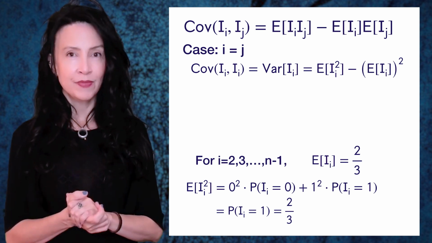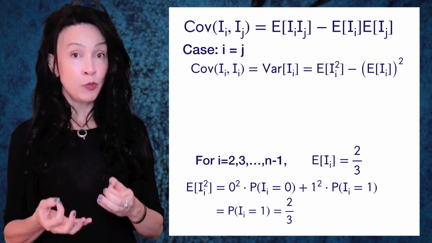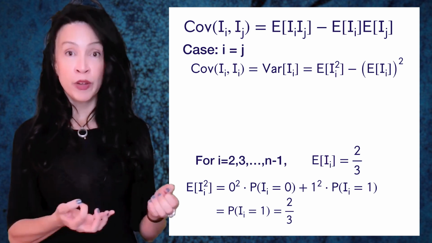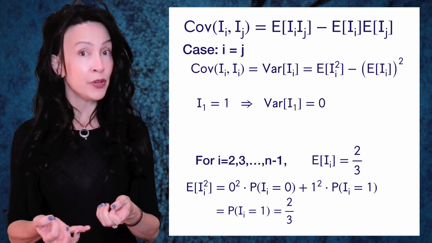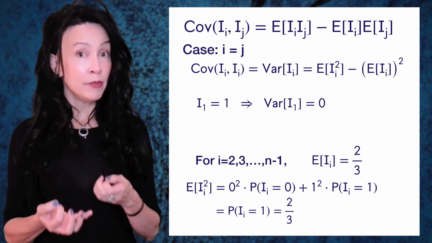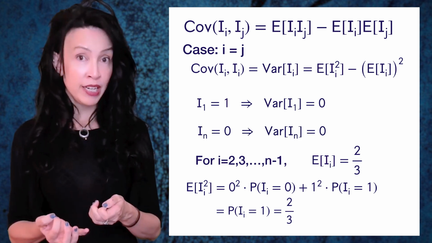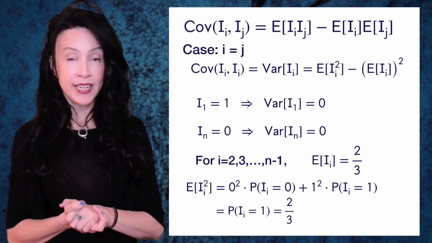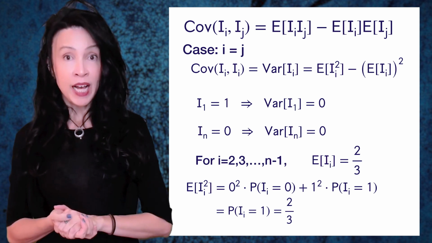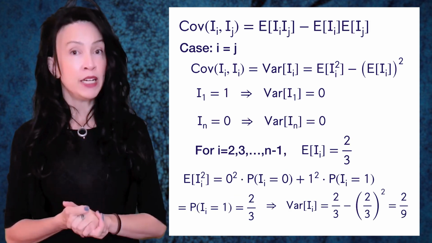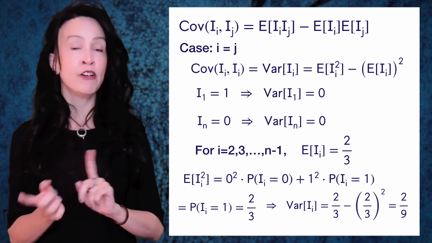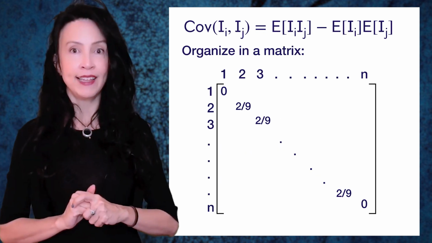The variance of I sub 1 is the constant, 1, and that has no variability. So that variance is going to be 0. I sub n is 0, and that has no variability, so that variance is going to be 0. But as for the rest of the elements on the diagonal, the variance of I sub i is going to be 2/3 minus 2/3 squared, which comes out to be 2/9. So we're filling out our covariance matrix, and it's beginning to look like this.